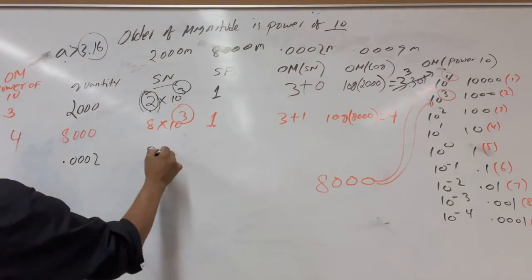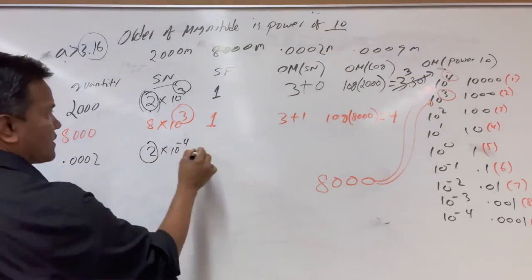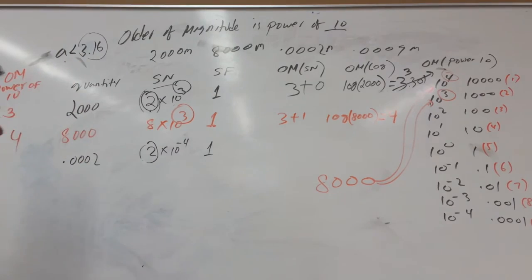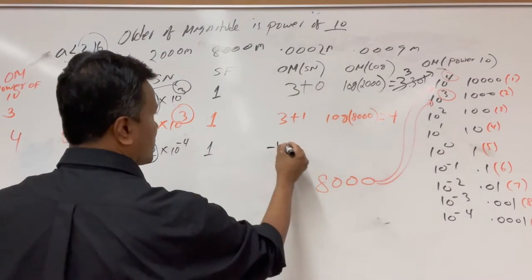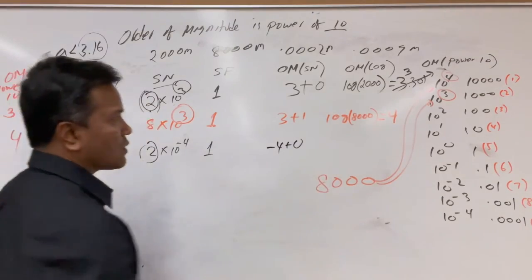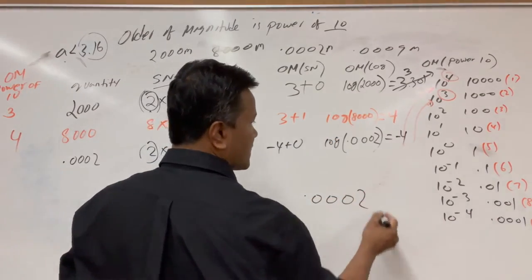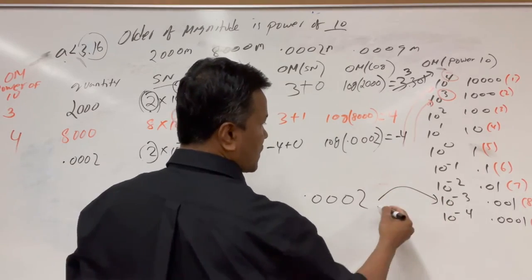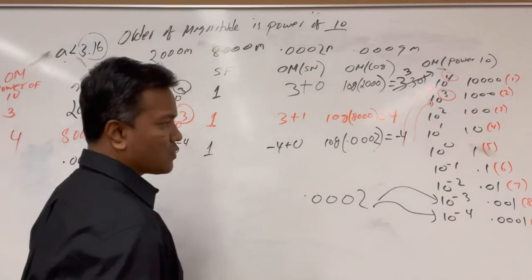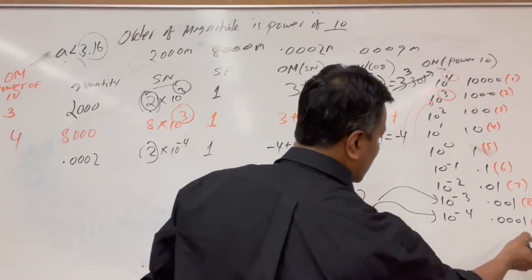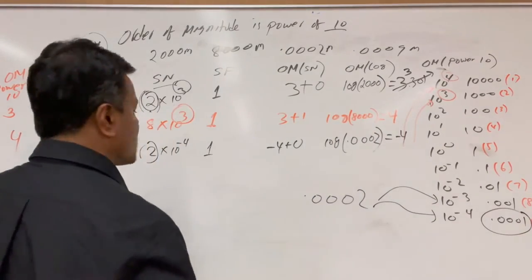All right, so let's do 0.0002. So 2 times 10 raised to negative 4. Is it 1 sig fig less than 3.16? Yes. So we're going to write negative 4 plus 0. Okay. So log of 0.0002 is close to this or close to that? Of course, it is close to this one. Okay. So negative 4.